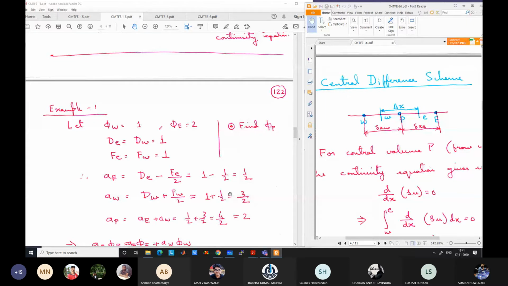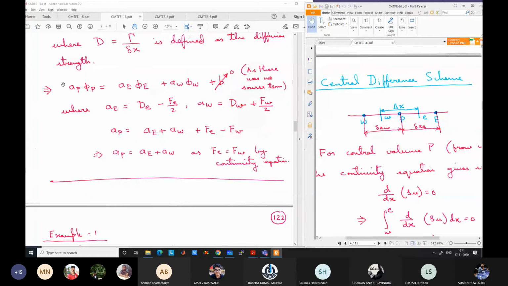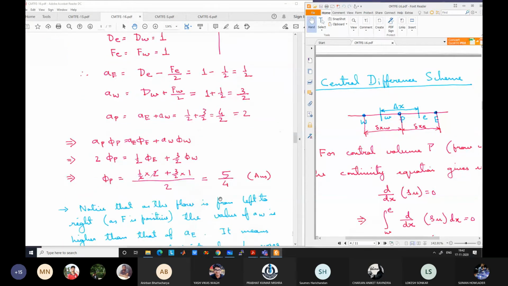Okay. And then you just put the discretized equation for this grid point P, which is AP phi P is equal to AE phi E plus AW phi W. So we get that AP is 2, right? So 2 into phi P is equal to half into phi E plus 3 by 2 into phi W. And by putting the values of phi E and phi W given to us, 1 and 2, you find that phi P is equal to 5 by 4. Okay. So there is no problem with this. This is a very simple situation which shows how the central difference scheme works.